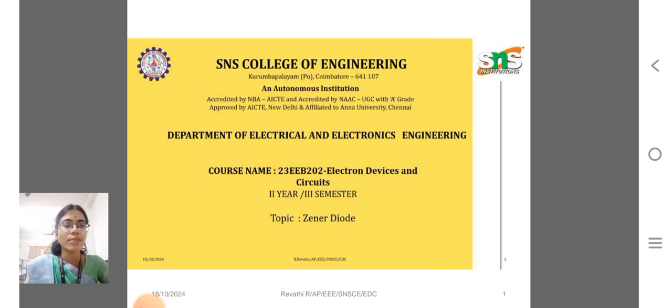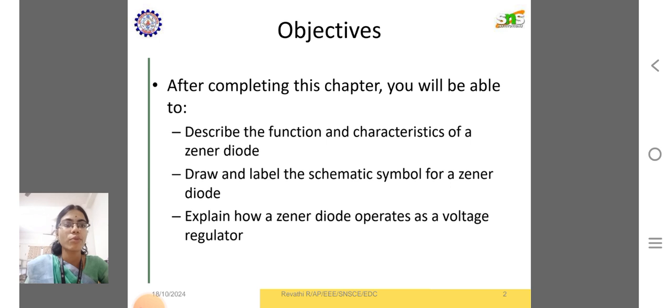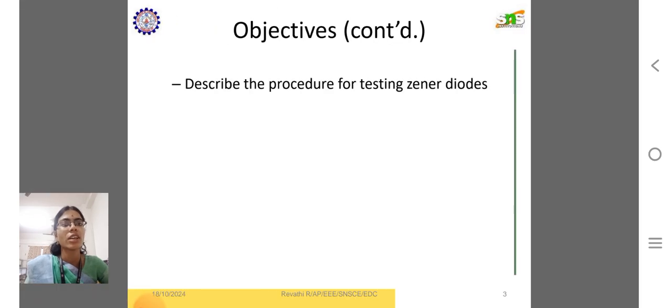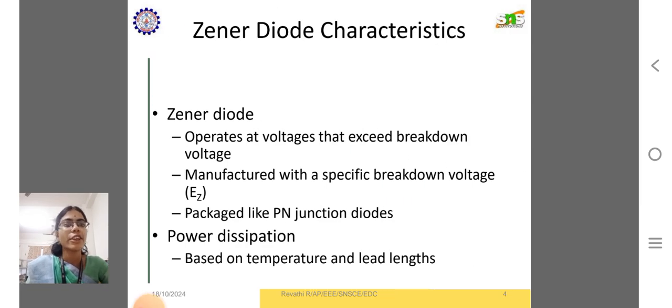In this lecture series video of Electron Devices and Circuits, today's topic is the Zener diode, where the objective is labelling and explanation, symbol and schematic diagram, and characteristics of the Zener diode. The Zener diode operates at voltages that exceed the breakdown voltage, is manufactured with a specific breakdown voltage, is packaged like a PN junction diode, and its power dissipation is based on temperature and lead lengths.